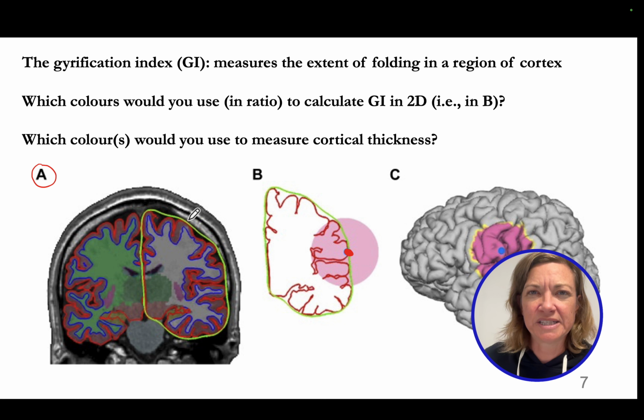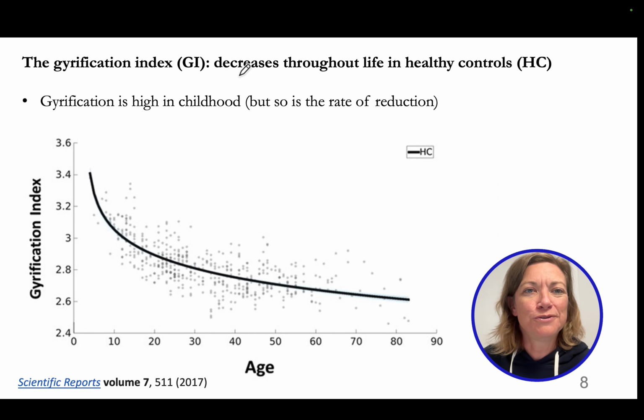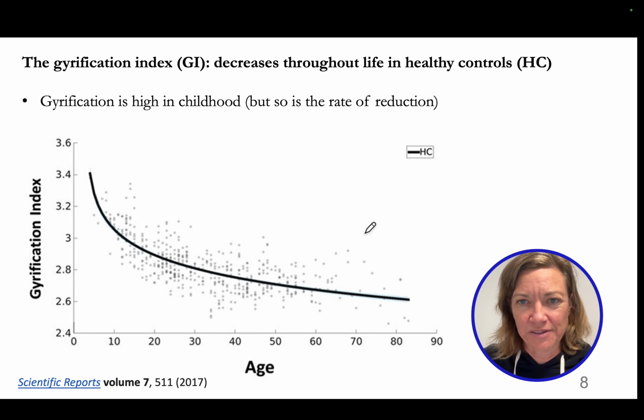So 2 things we tend to track quantitatively in imaging studies for different reasons: the gyrification index in different regions of the brain, and the cortical thickness in different regions of the brain. Now, when you track these things, not perhaps too surprisingly, the gyrification index decreases throughout life in healthy aging. So HC here stands for healthy controls. That's who we're looking at in this study. The gyrification index is plotted against age in years.